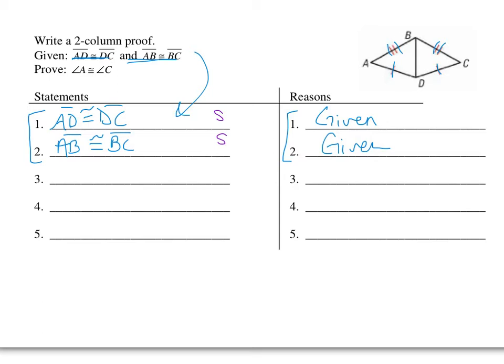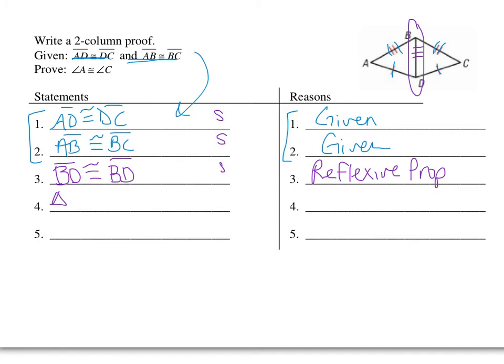If we look at the picture, one common thing we're going to see is that if they share a side there in the middle, then we can list that it is congruent to itself. And if you remember, that is the reflexive property. So there's our other side. Now we can say that our two triangles are congruent by side, side, side, since we've got 3 sides that are congruent.